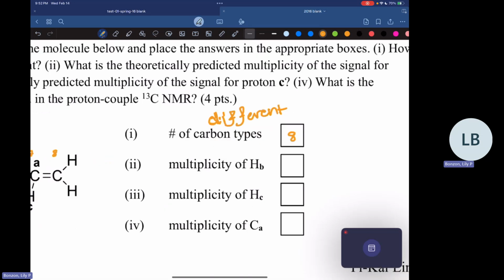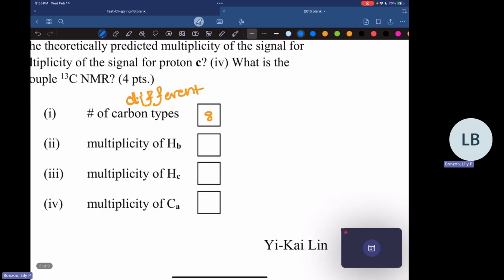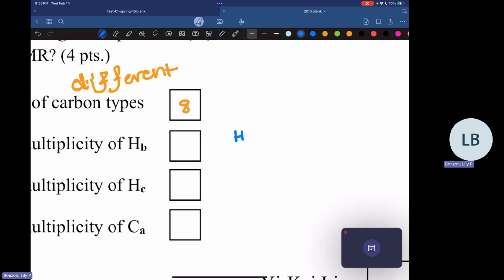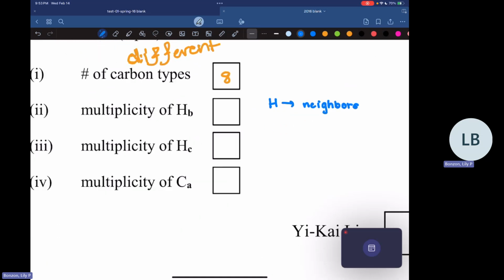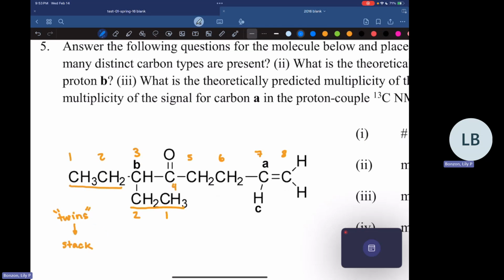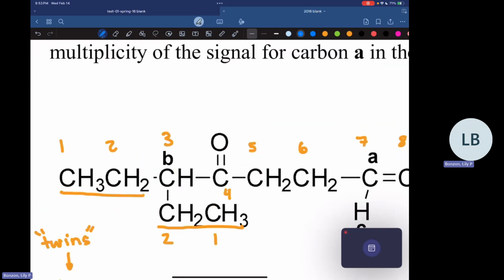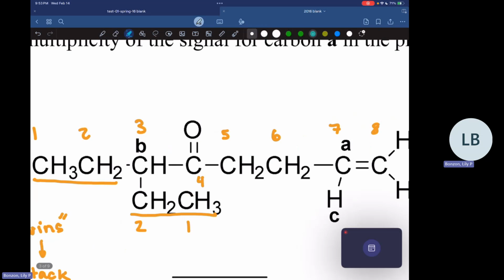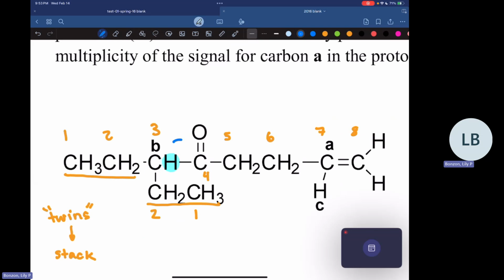So now we're going to actually move on to the multiplicity of the hydrogens. When we're looking at the hydrogen multiplicity, we need to make sure that we're looking at the neighbors of the carbon that's connected to the hydrogen that we're looking at. All right, so we're looking at multiplicity of HB. So we're going to be looking at this hydrogen right here. And so we're going to want to look at its neighbors. So going to the right, we have a carbonyl that does not have any hydrogens on it. Going over here to the left, we have a CH2, and going down, we have a CH2.